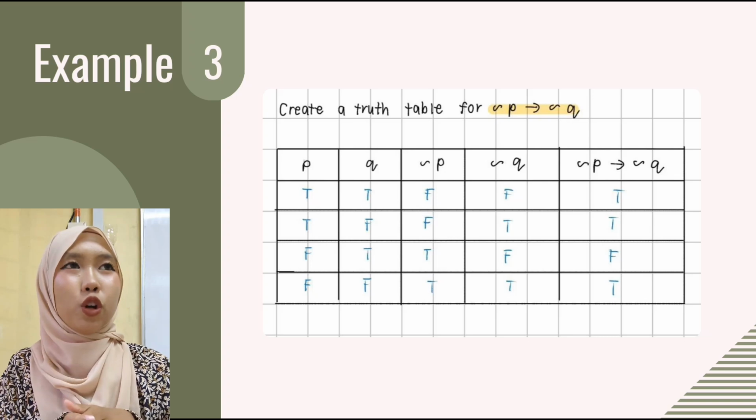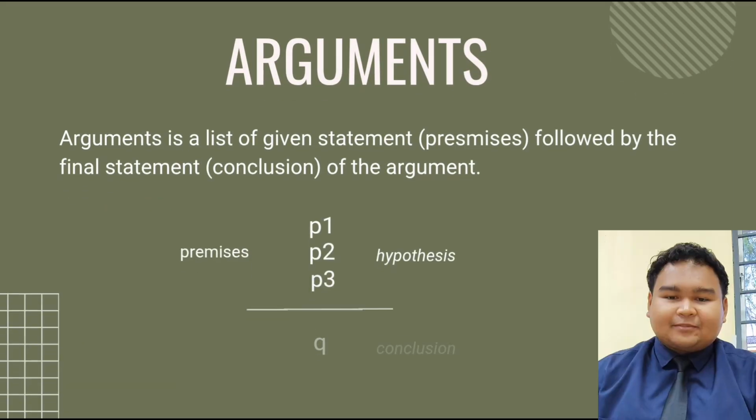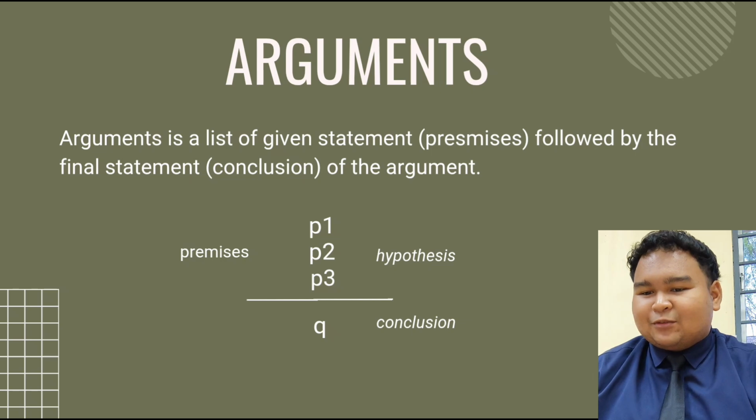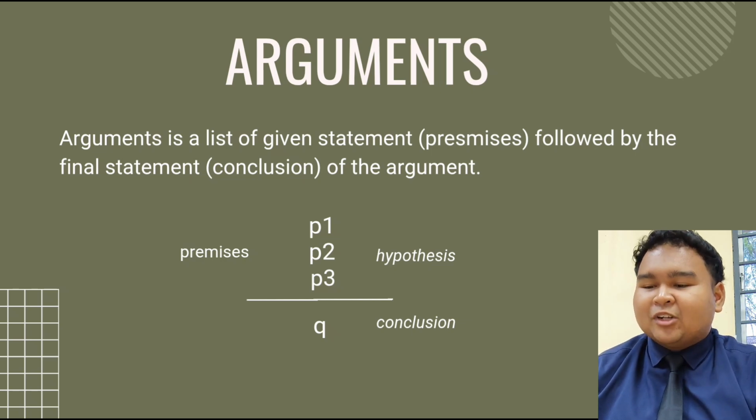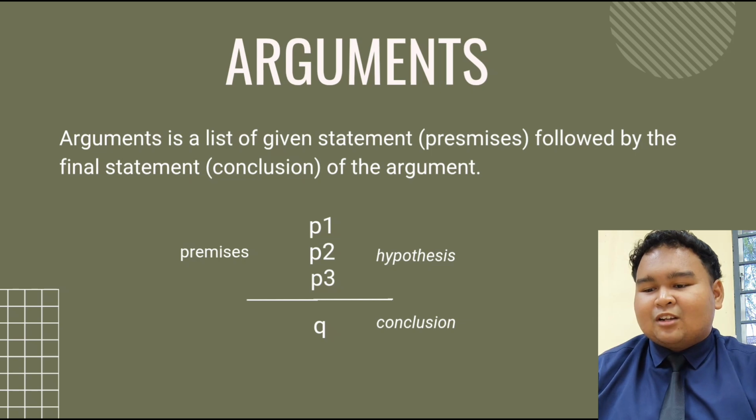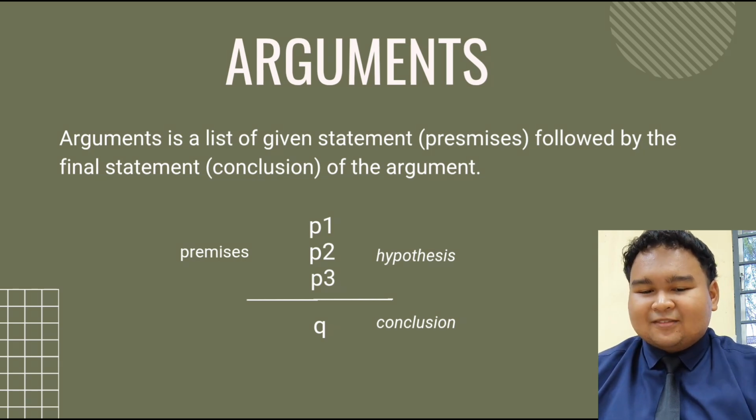So now, who's going to explain about arguments? Me, madam. An argument is a list of given statements called premises, followed by the final statement called the conclusion of the argument. As we can see, all the premises, from premises 1, 2 and 3, are called hypotheses, and the outcome is the conclusion.